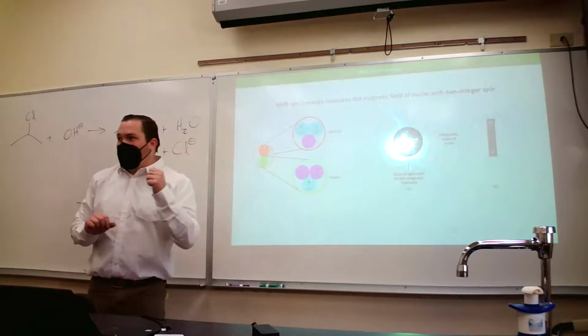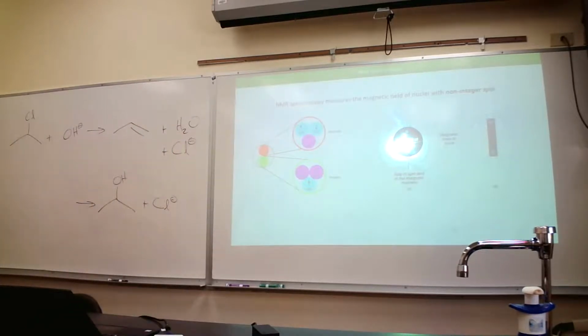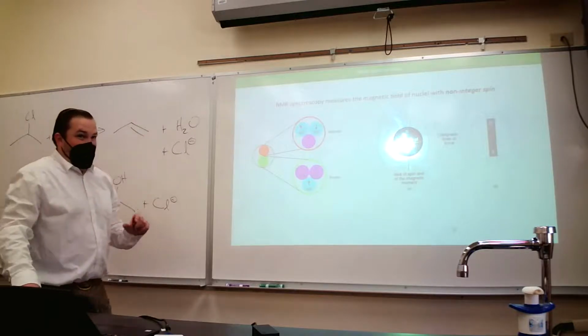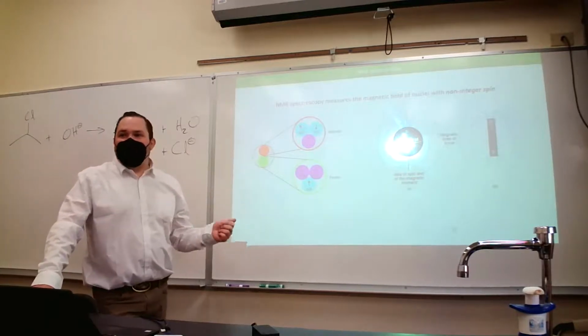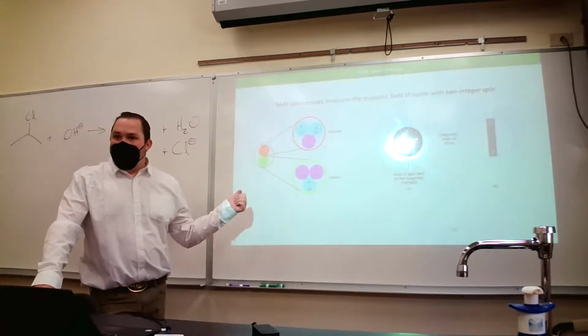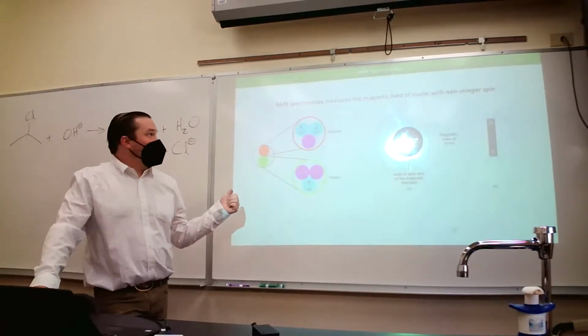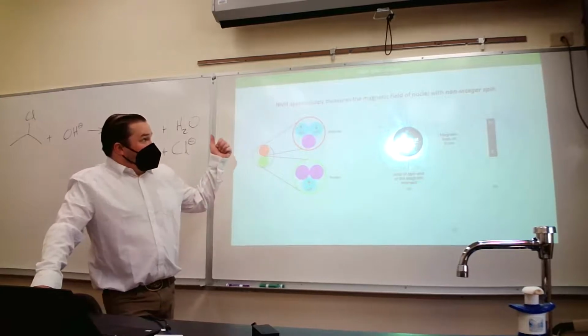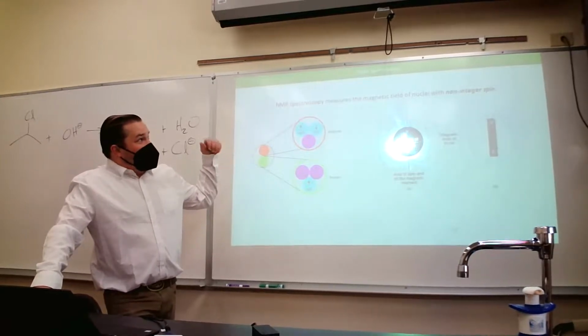NMR spectroscopy is very vastly different than IR spectroscopy, but it's still spectroscopy measuring how much light is coming from a sample or being absorbed by a sample. The difference is in how much energy is in that light. IR is relatively high energy light compared to what we're going to be dealing with here. NMR spectroscopy looks at basically the magnetic field.